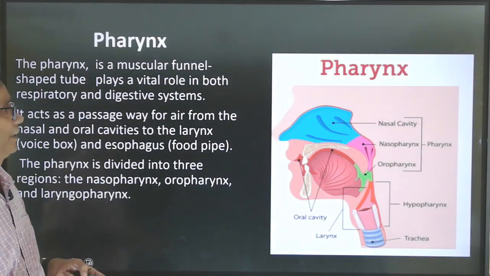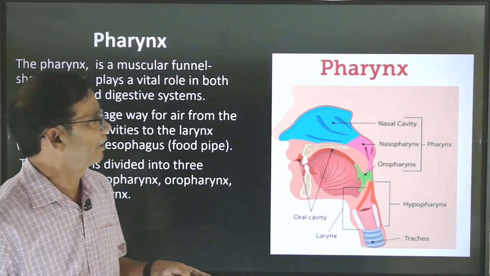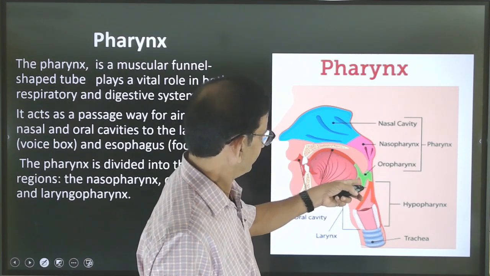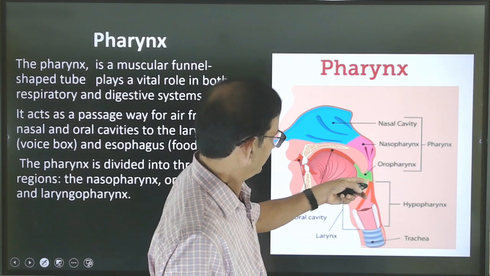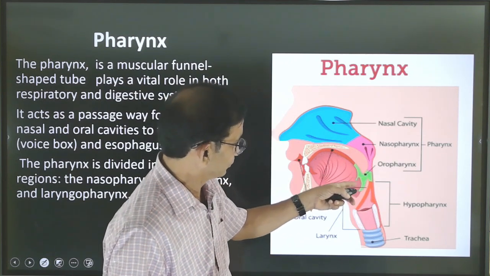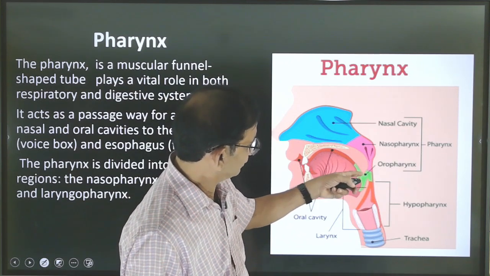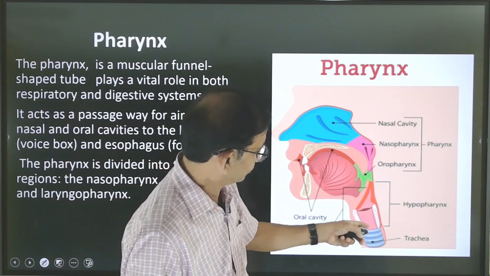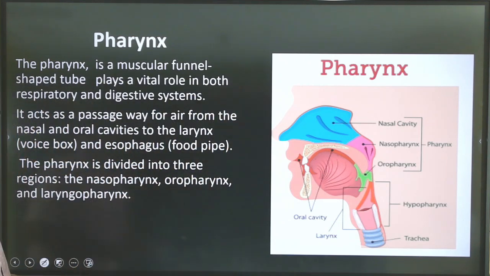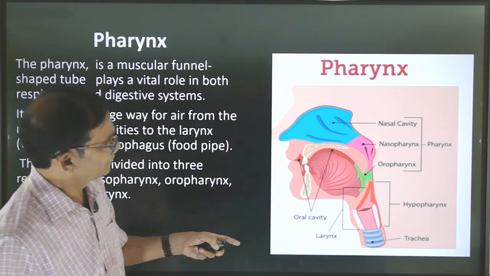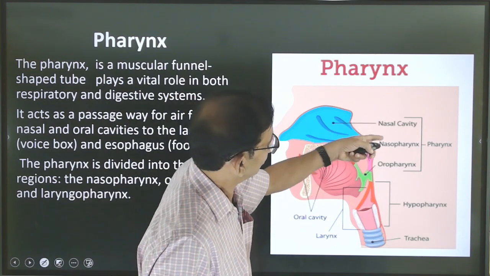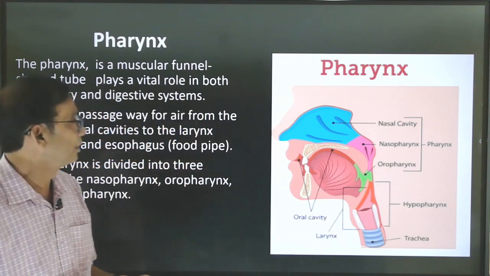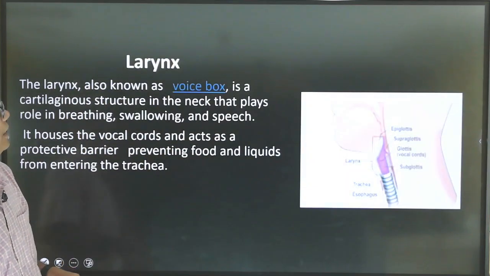Next one is the pharynx. The pharynx is a muscular funnel, the space where the oral cavity and nasal cavity unite. It is the passage through which inhaled air passes from the nasal cavity to the larynx. The pharynx is divided into three parts: oropharynx, nasopharynx and laryngopharynx.